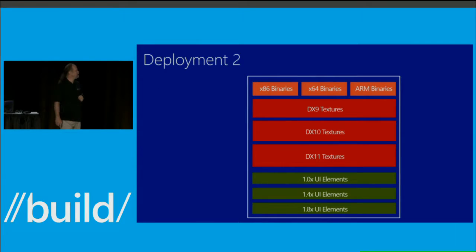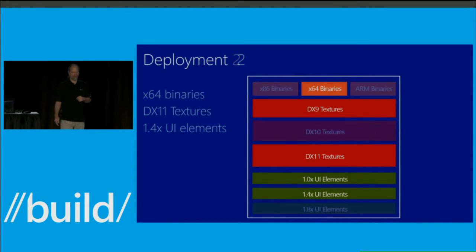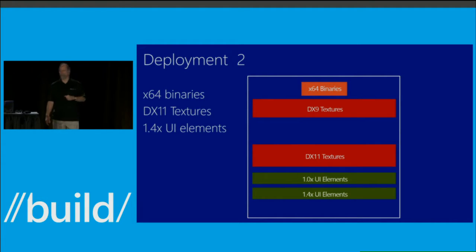So let's do another example, say a Surface Pro. There's a case where the product supports a different set of hardware functionality, and so the user gets a different set of bits. They get an x64 binary, for example, because we run that OS at 64-bit. They get the DX9 textures just because we always want to make sure that the default is there, but then they also get the DX11 textures installed.